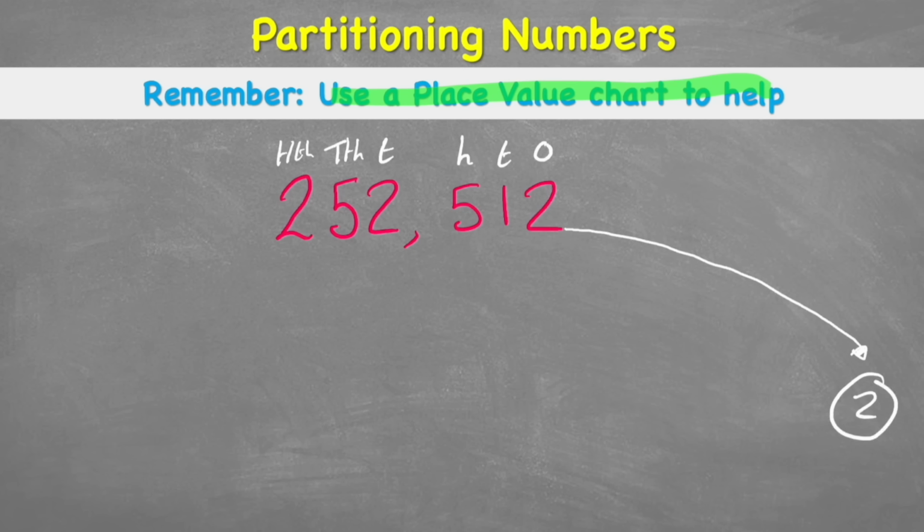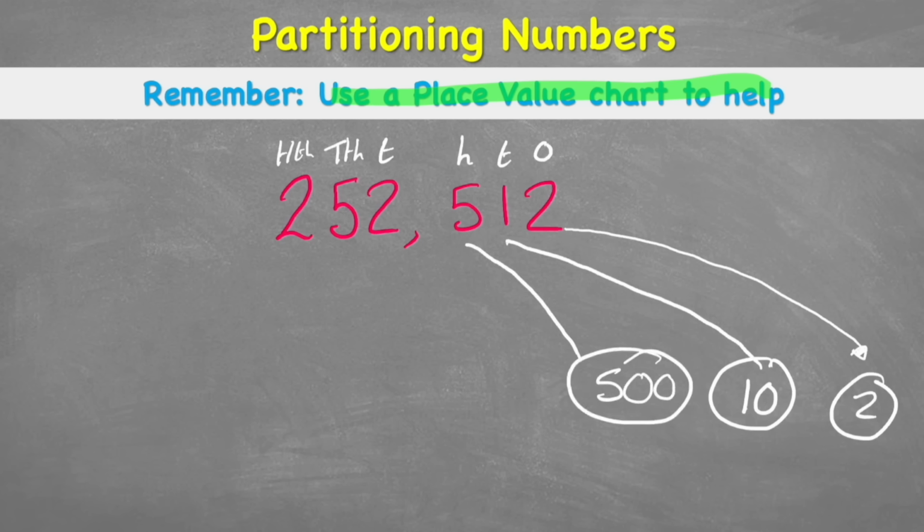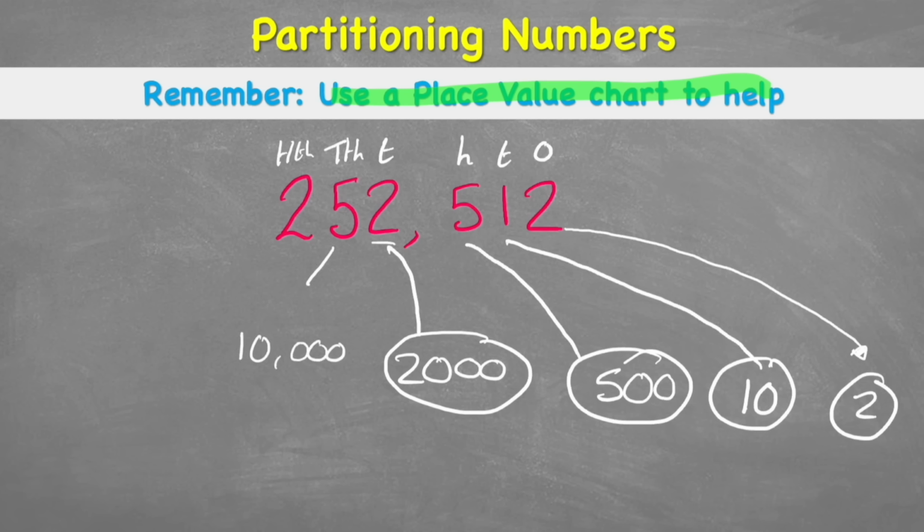2 single ones. Let's look at my tens column. How many tens do I have? I have 1, so that would be a single 10. How many hundreds? Well, I have 500. Let's now look at our thousands column. How many thousands? I have 2. So I have 2,000. How many ten thousands? I have 5. So I don't have 10,000. I have 5 of them, so therefore it would be 50,000.